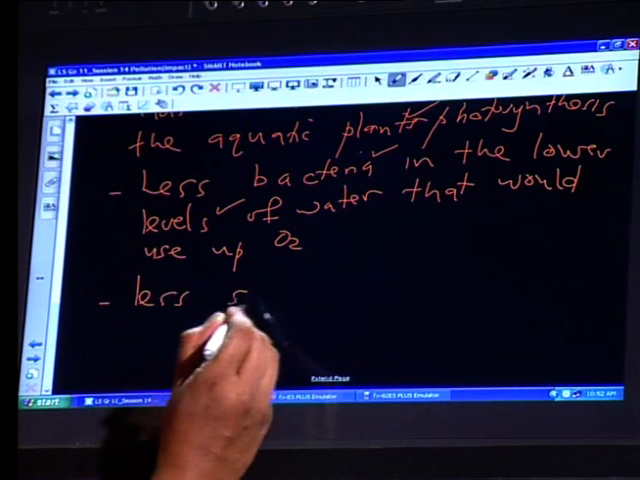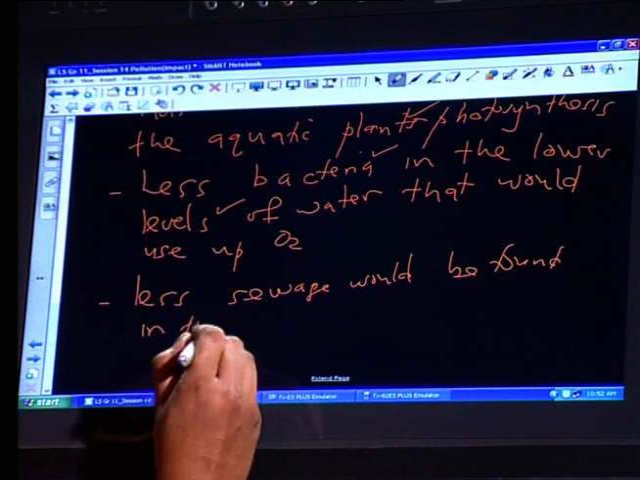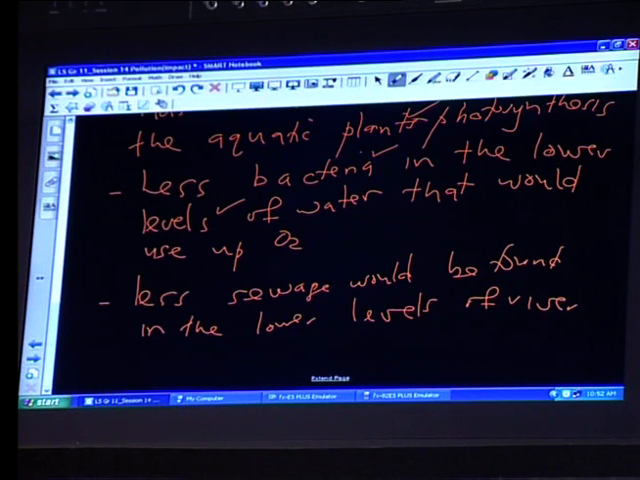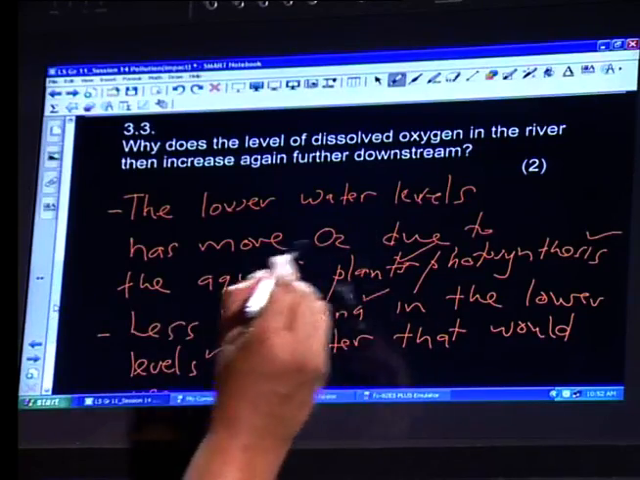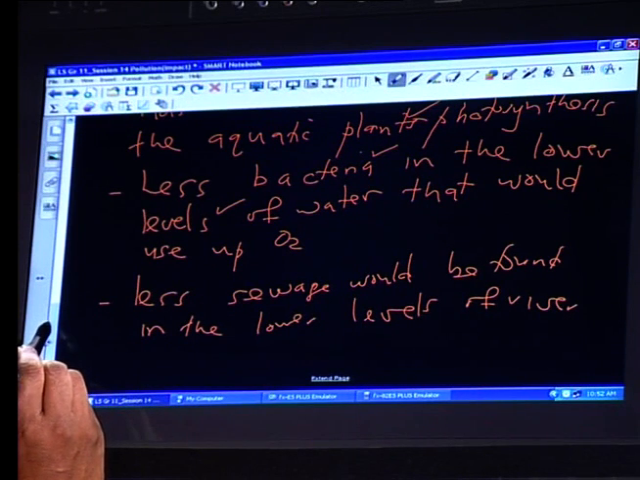Another one, you can also add that by the time the sewage goes downstream, it has already been broken down. So most of the decomposition occurs on the surface, and there's obviously less sewage going down, so there's no need for decomposition. So you can also add there that less sewage would be found in the lower levels of the river. Right, there's less sewage because obviously at the top it's already decomposed and broken down. So there's your answers there. It has more oxygen due to the aquatic plants, less bacteria in the lower levels because it's colder, and there's less sewage to be found in the lower levels because most of the sewage is broken down at the upper surface of the river. Right.